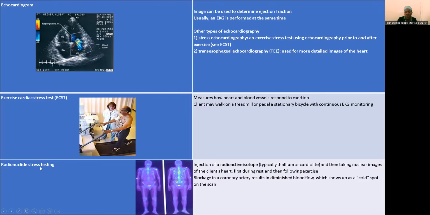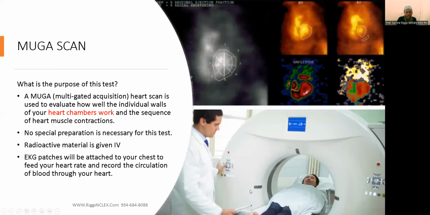The radionucleotide stress test, so that uses radioactive isotopes. So you're going to check for allergies. So this one is going to take images and is looking for cold spots like you see in the picture here, right here, right here, right here. So any type of blockage in the coronary arteries is going to cause decreased blood flow, obviously, and it's going to show up like these cold spots you see here, okay? One last one called the MUGA scan.